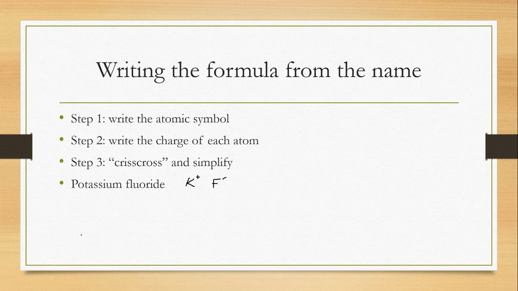So +1 and -1. Now when I say crisscross, what I mean is we're going to cross this one down and this one down. And our final answer would be KF, potassium fluoride. We have a 1-to-1, so there's nothing to write here. We don't necessarily have to simplify that.